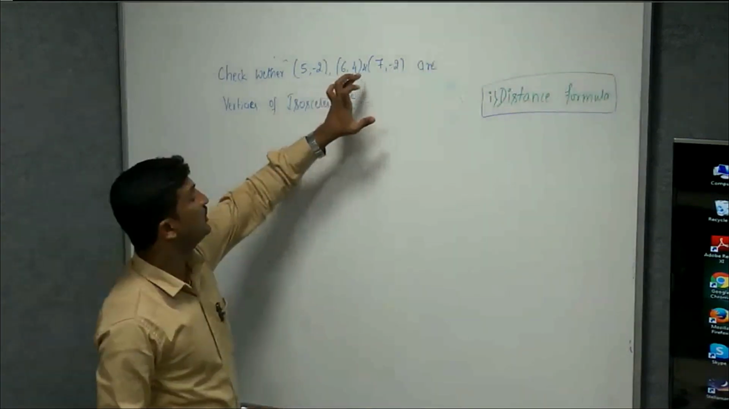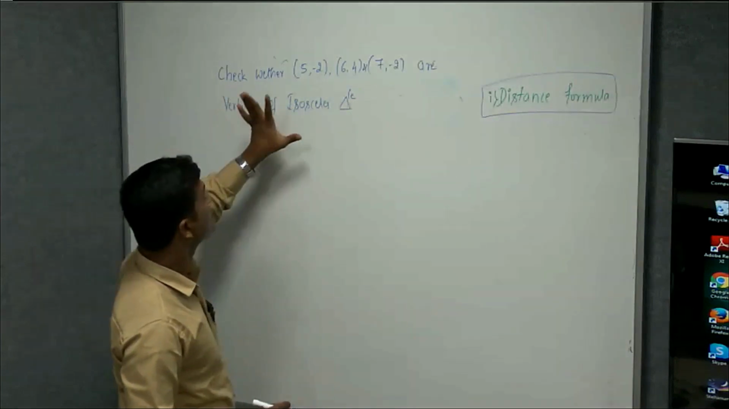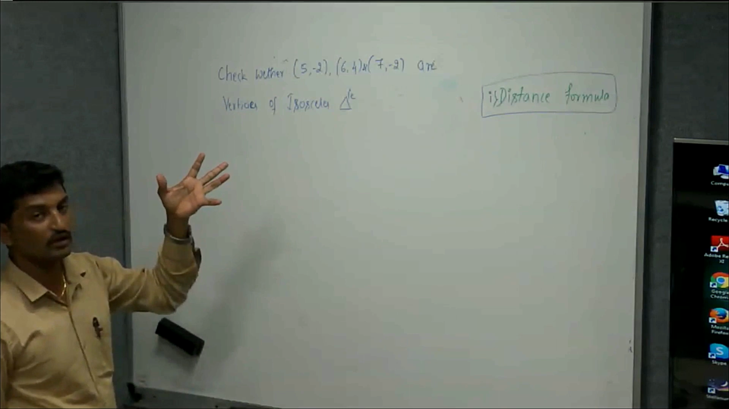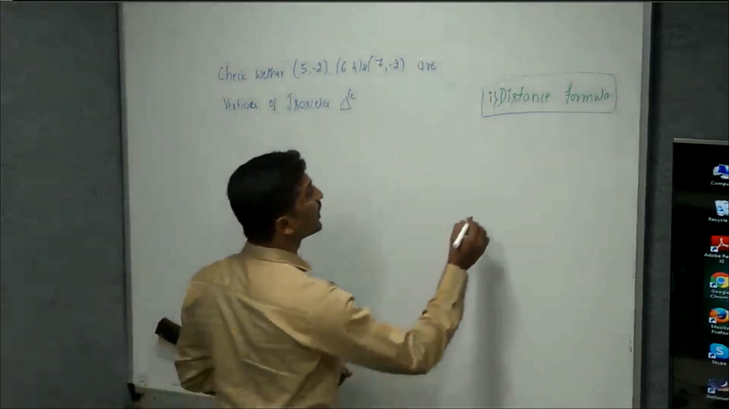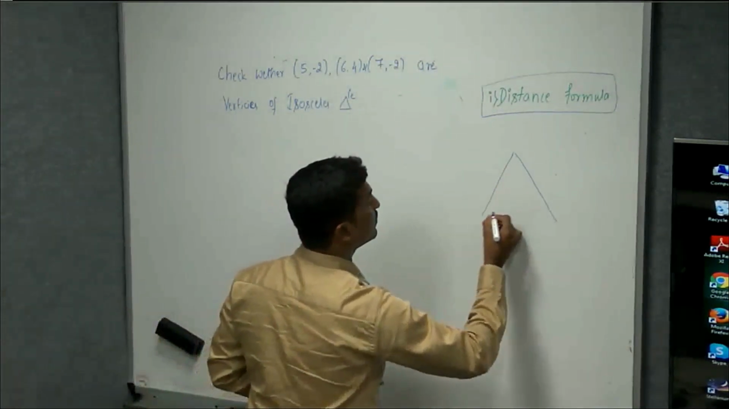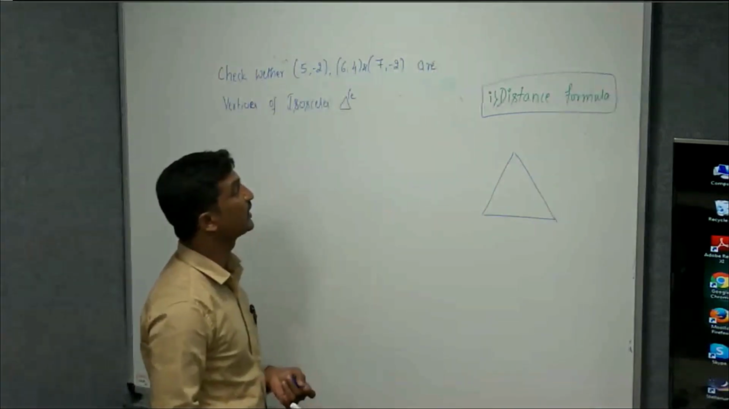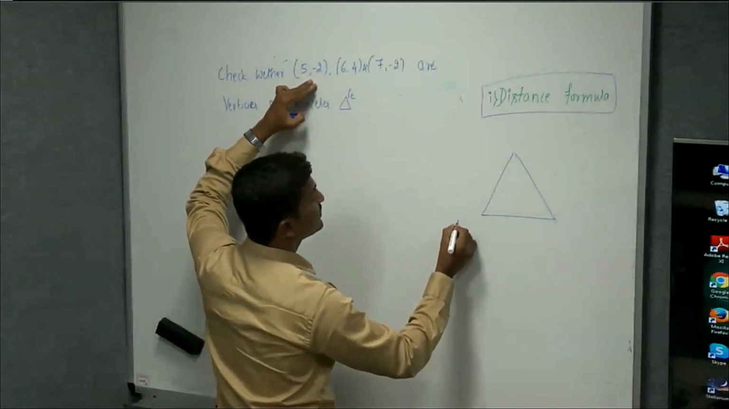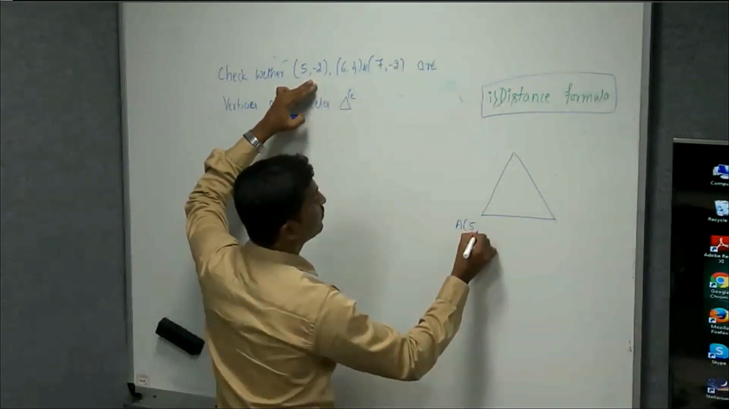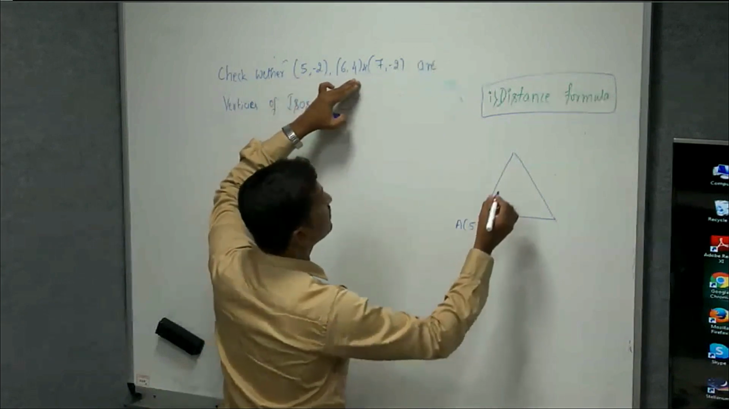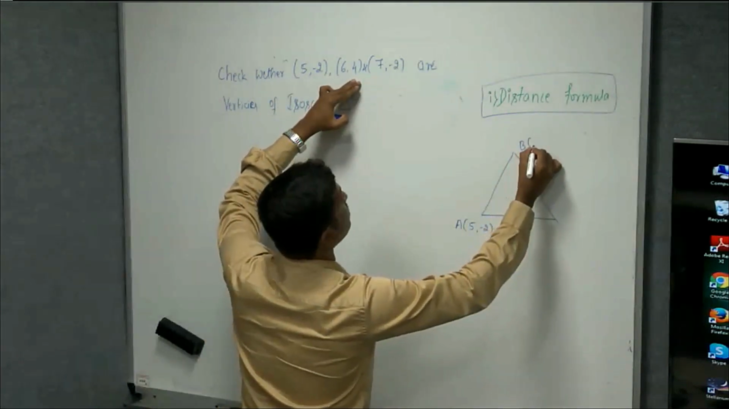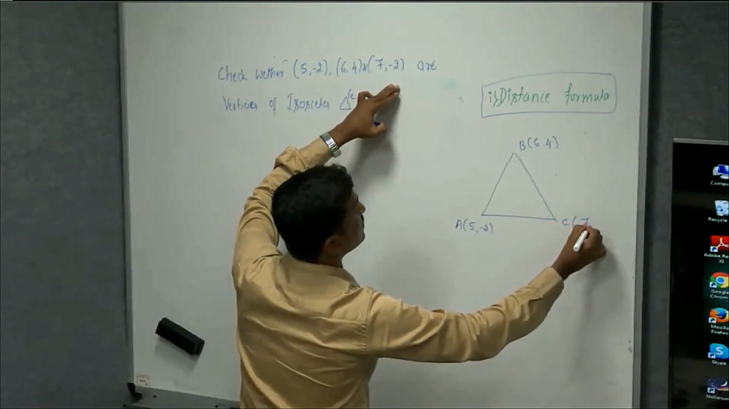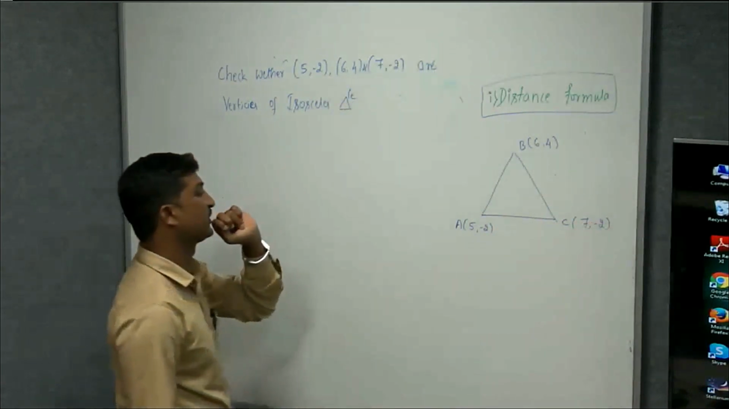These three are the vertices of some triangle. You need to verify whether it is an isosceles triangle or not. So draw a rough diagram here, a triangle. I don't know whether it is an isosceles triangle or not. So represent these vertices with the coordinates. Let us take A is (5, −2), B is (6, 4) and C is (7, −2).